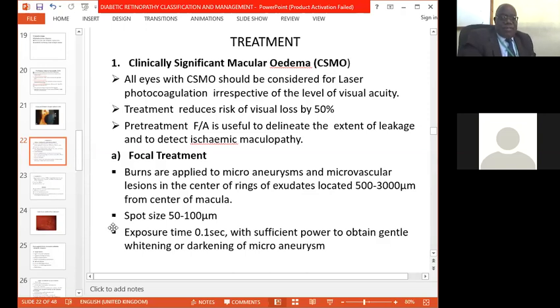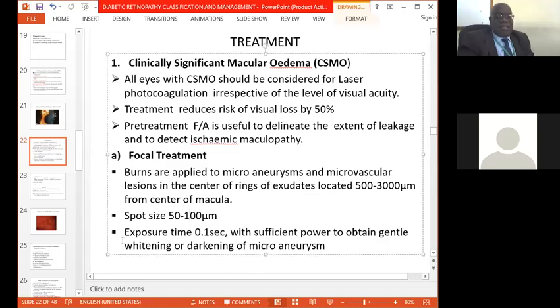Treatment, focal burns. Burns are applied to microaneurysms and microvascular lesions in the center of the rings of exudate, located 500 to 3,000 micrometers from the center. This is the spot size, which you set. This is the exposure time. And you can't just start. You have to be tutored on how to go about it by experienced people. But once you are taught, you are good to go.